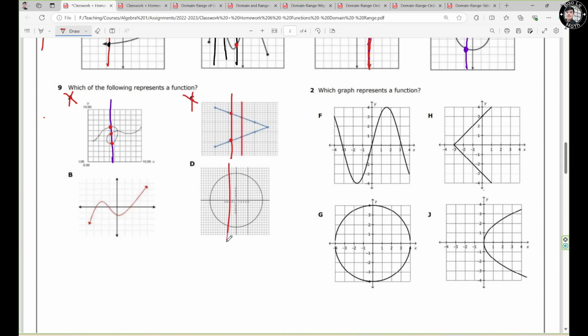I draw a vertical line right here. So I have this guy intersect the graph at 2 points. So this is not a function. I draw a vertical line right here. I see that's just 1 point. I keep drawing right here. It's just 1 point. Alright, so this is the function. So the answer must be B.